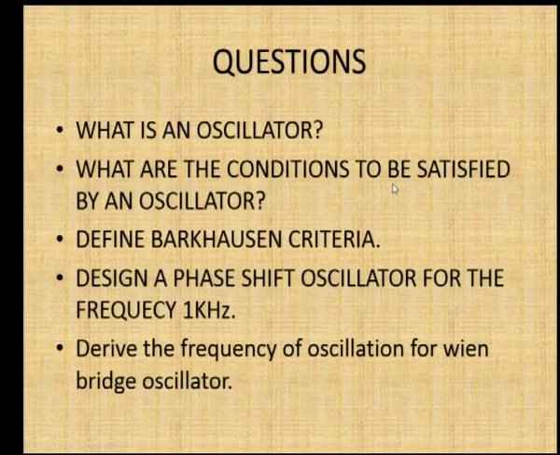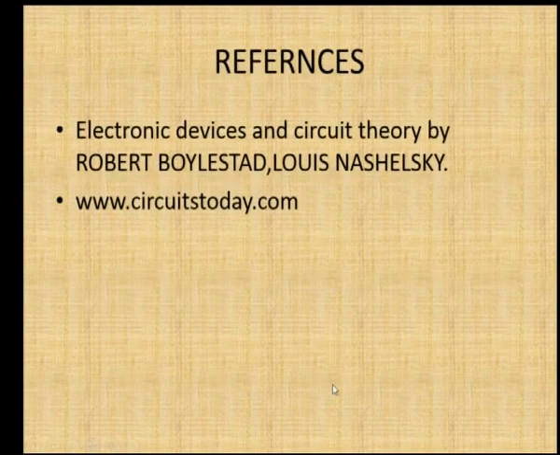Try to answer these questions. What is an oscillator? What are the conditions to be satisfied by an oscillator? Define Barkhausen criteria, and design a phase shift oscillator for the frequency 1 kilohertz. We know that the frequency is derived as 1 by 2 pi RC into root 6. So based on that formula, you have to assume the value of the capacitance as less than 1 microfarad, and calculate what is R, because the frequency is given, and derive the frequency of oscillation for the Wien bridge oscillator. These are the references. Thank you.